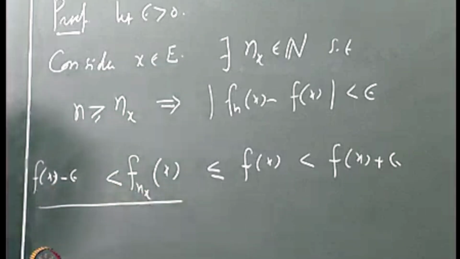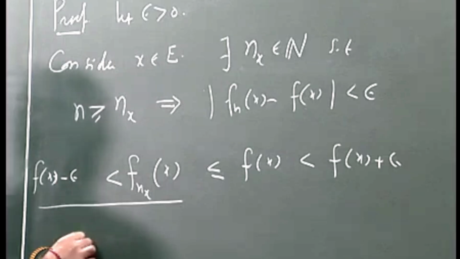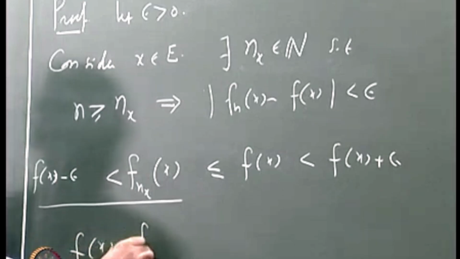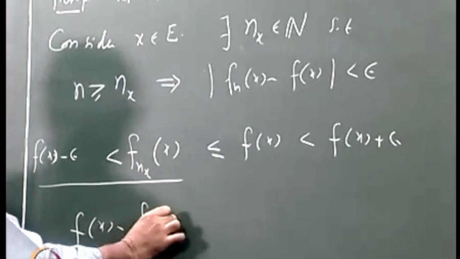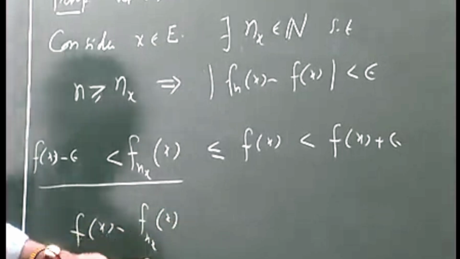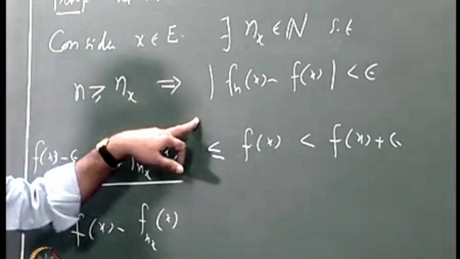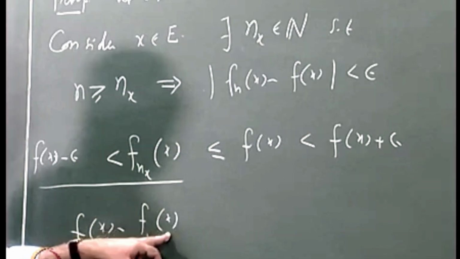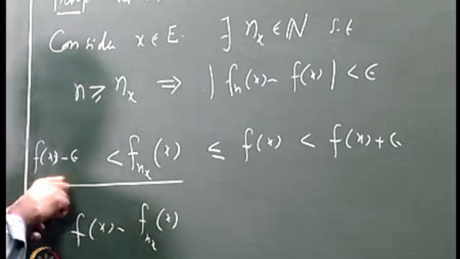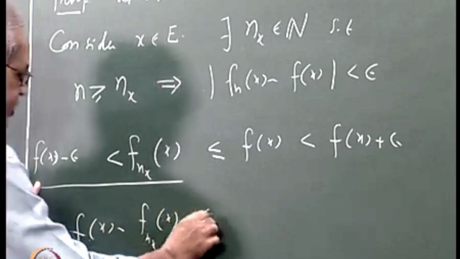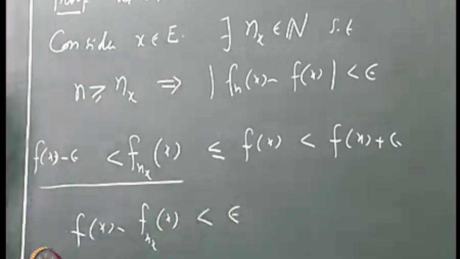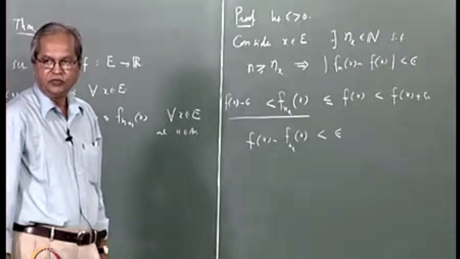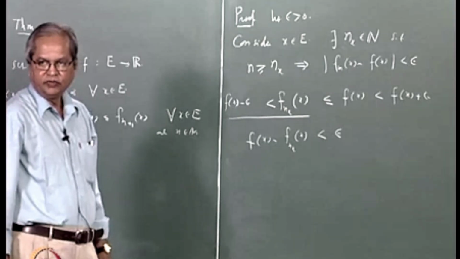It means that f(x) minus f_{n_x}(x), remember everything is happening at x, this n depends on x. I am taking that particular function f suffix n suffix x, evaluating it at x, evaluating f at x, and what follows is that the difference between these is less than epsilon. Now we know that each f_n as well as f is a continuous function.